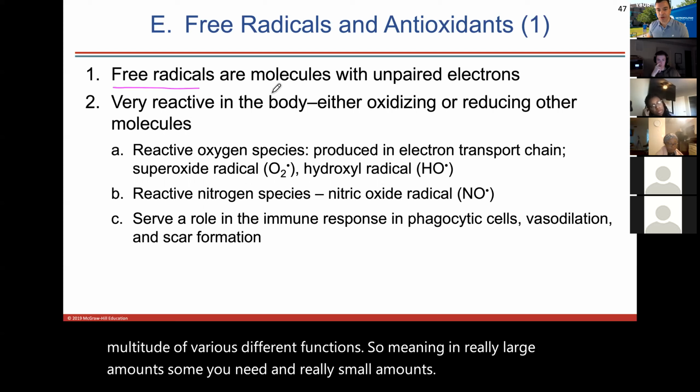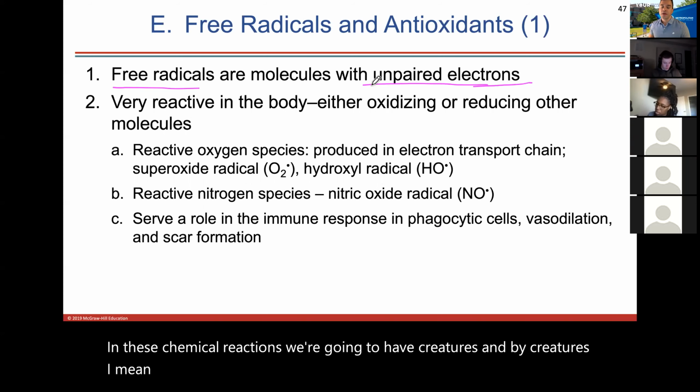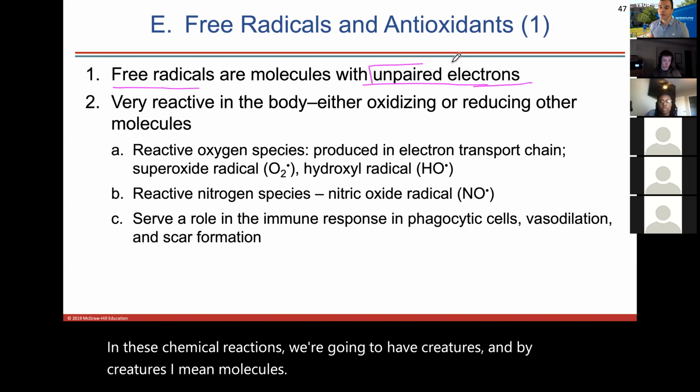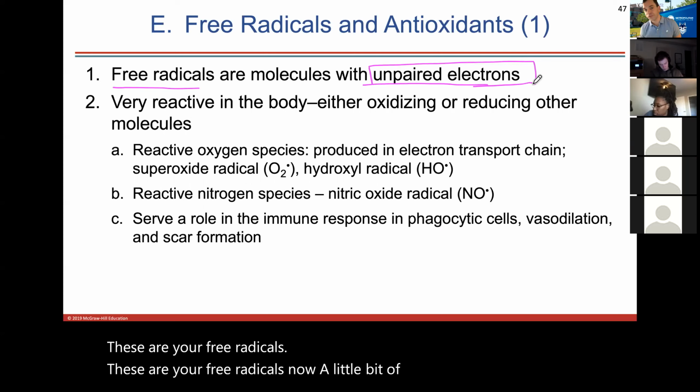In these chemical reactions, we are going to have creatures, and by creatures, I mean molecules, that when they react, they now have an unpaired number of electrons. These are your free radicals. Now, a little bit of this is a perfectly good thing.